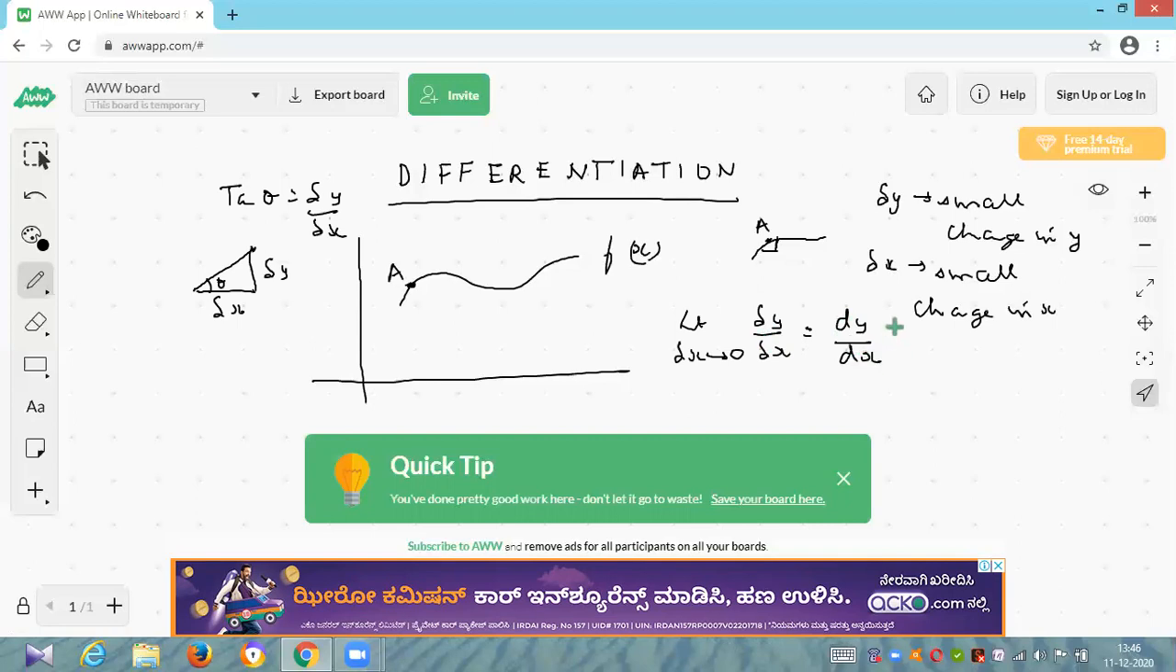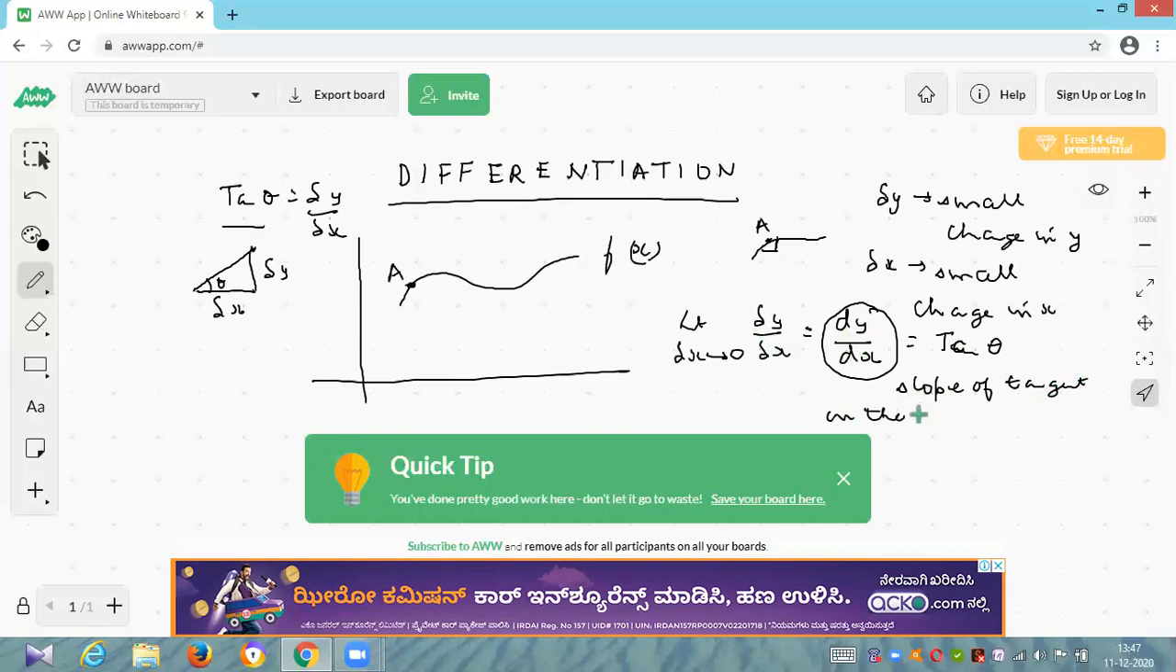That means again the elemental change in y by elemental change in x. And we know that del y by del x is represented as tan theta. So dy by dx can also be represented in the form of tan theta, which is nothing but the slope of the tangent on the given f(x) curve.